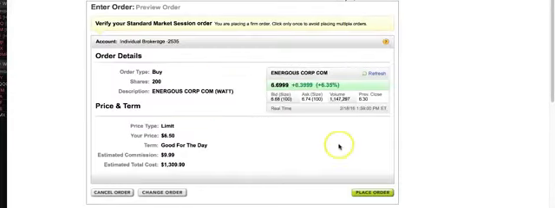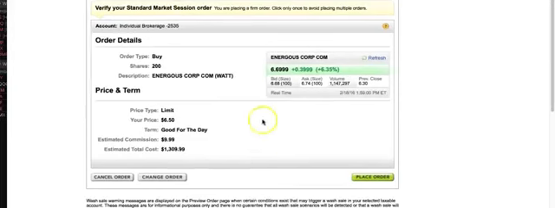But here is how you preview your order. This would be my order. Basically, the commissions are $10 here with Etrade. So Interactive Brokers, I actually like. I don't know which I like more.